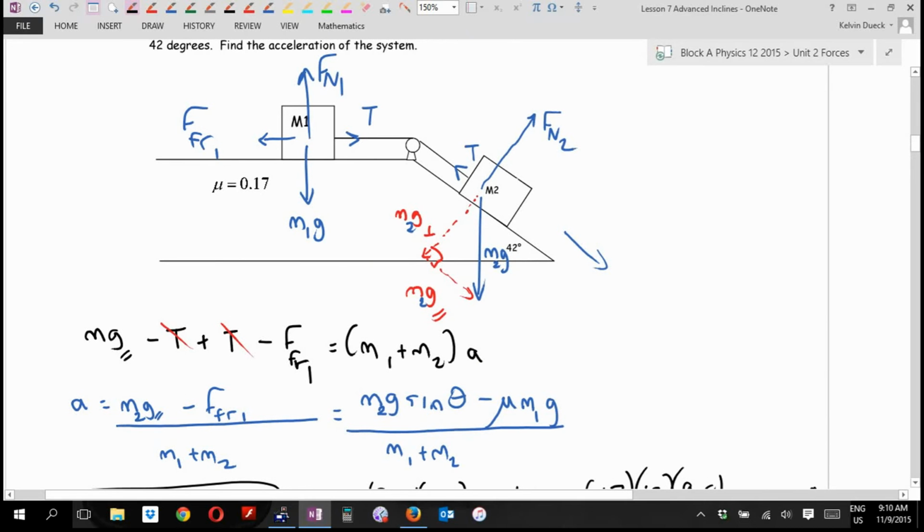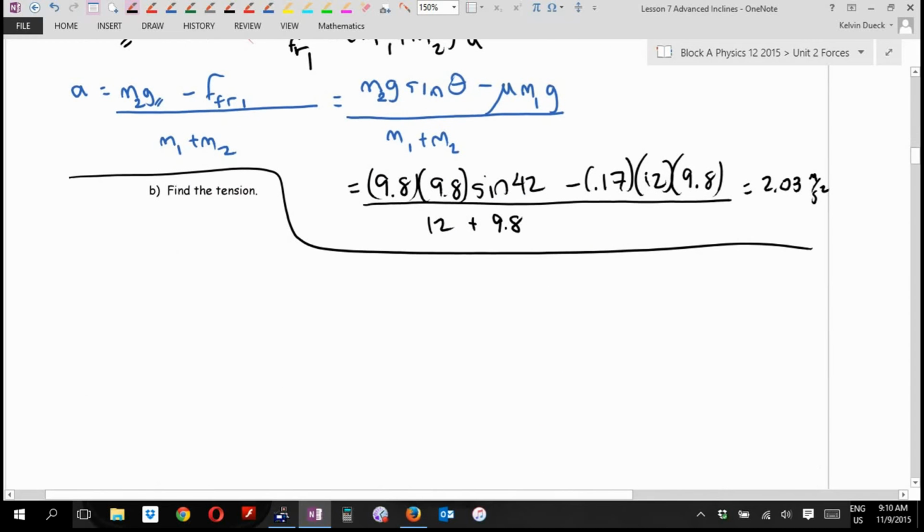Mass 1 or mass 2? I'd probably use mass 1 because it's flat and I'm better with that. But if I found it with mass 2, it would be mg parallel minus tension equals m2g. I'm going to use mass 1, which is just going to give me tension minus friction 1 equals m1a. Tension is going to be m1a plus friction force number 1.